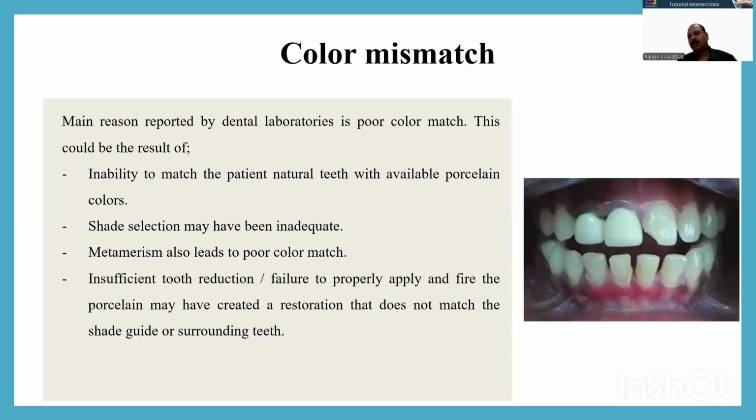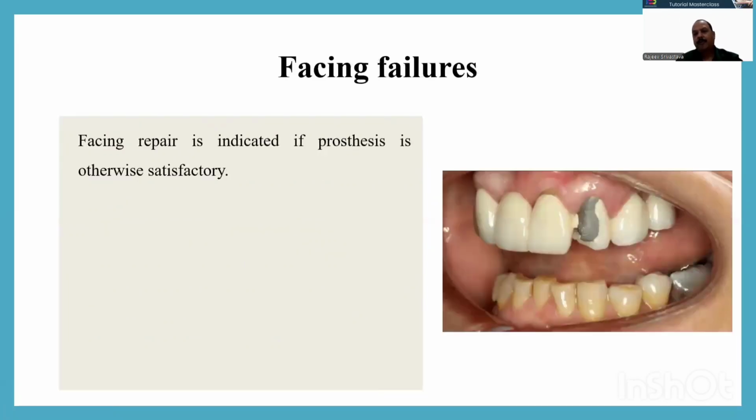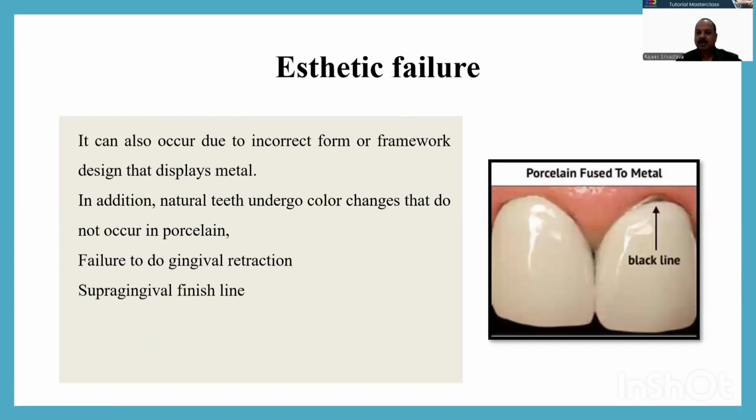So color mismatch, as you can see in the figure, the shade is not matching with the adjacent teeth. The shape is not matching. No attempt has been made to correct the fractured adjacent teeth. That's the reason the existing restoration or existing bridge is noticeable. So these things have to be checked. Facing failure, again, I have explained, also comes under aesthetic failure.